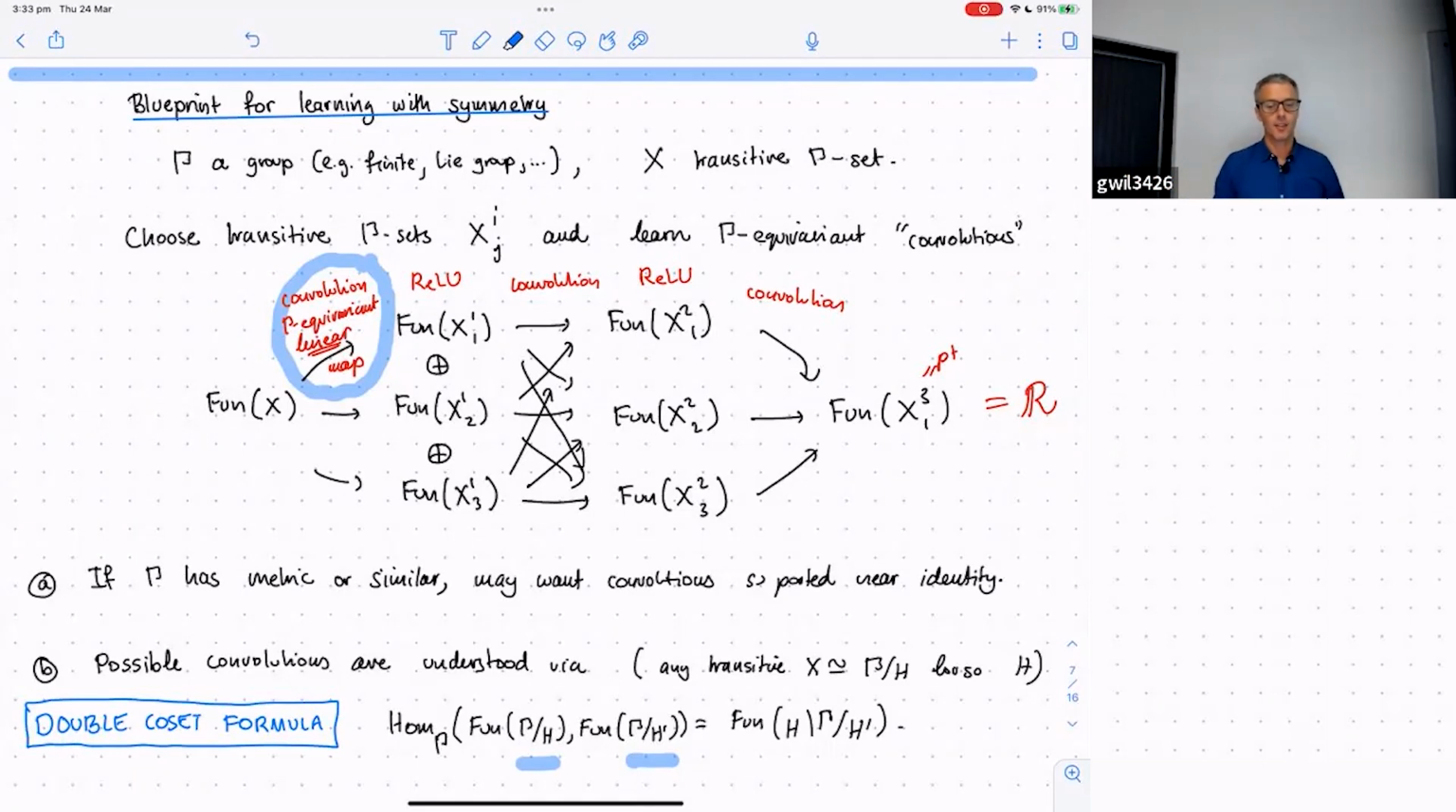Now, there's many different ways to understand this formula. If you're in the world of finite groups, this is a very nice exercise. If you're in the world of compact Lie groups, it's a significantly more difficult exercise. But I just want you to accept this formula as a kind of beautiful thing in the world, and we'll see it's very useful, okay? And if you want to know more about it, I'm very happy to talk more about this formula. It's a very useful formula in many different situations. So this is telling us what the possible space of convolutions is.